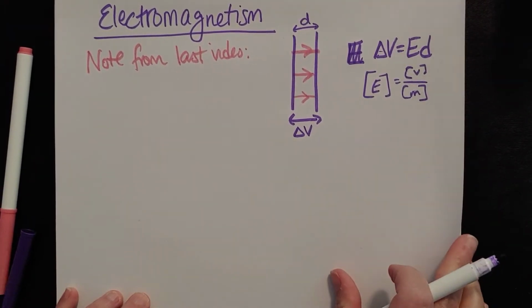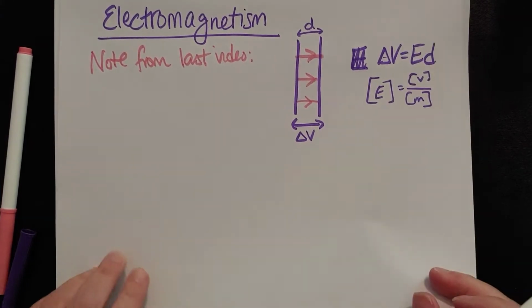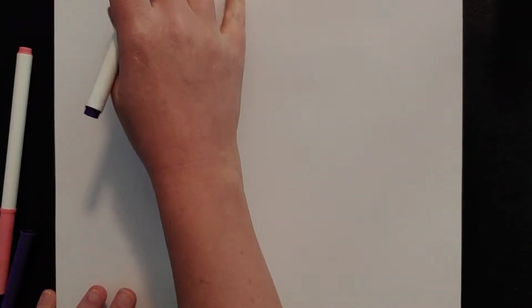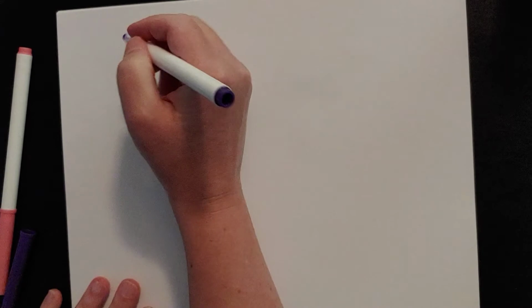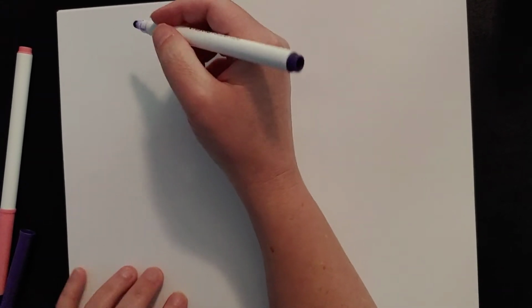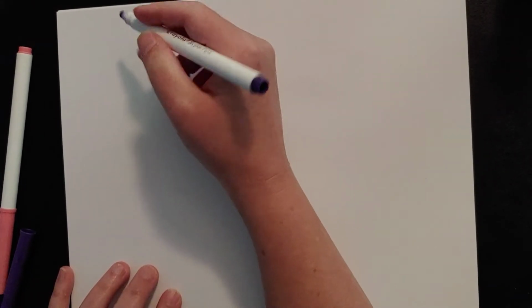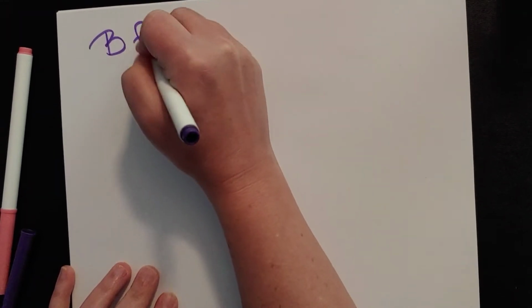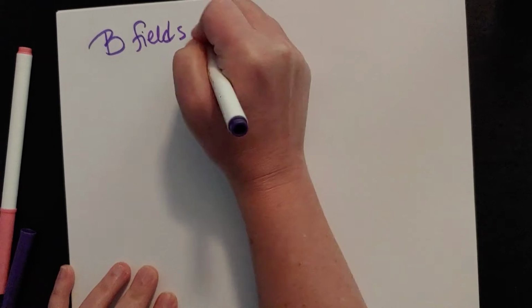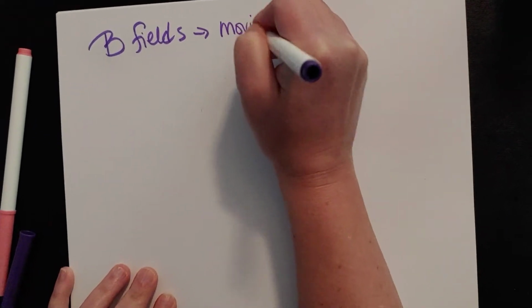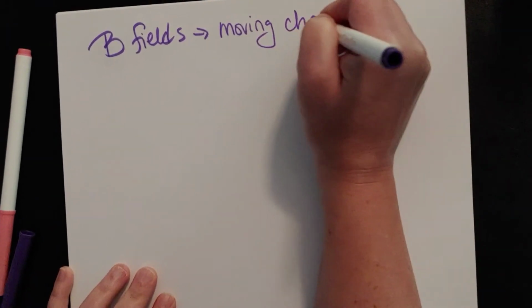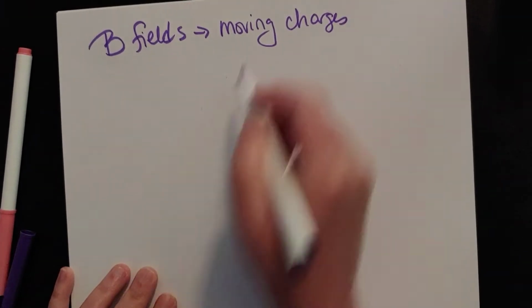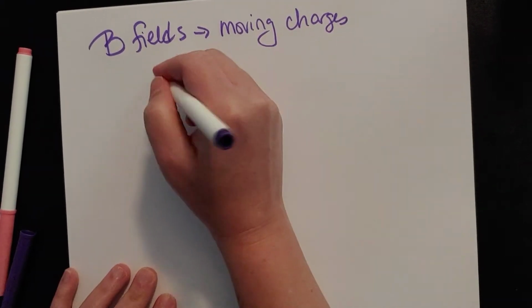Okay, let's talk about magnetism. How are magnetic fields even created? They are created by, so we call them B fields, by the way, magnetic fields. They are created by moving charges. Okay, when you think of moving charges, you probably think of a current.